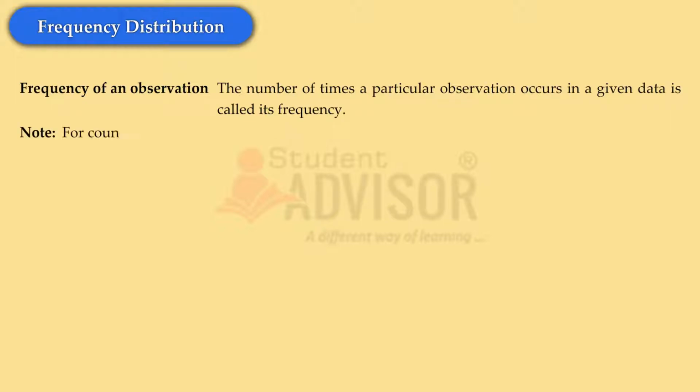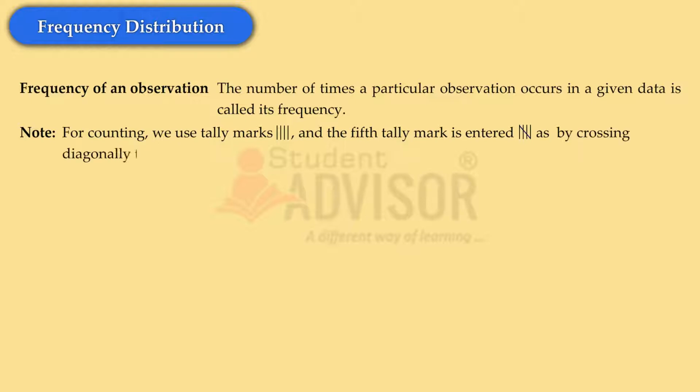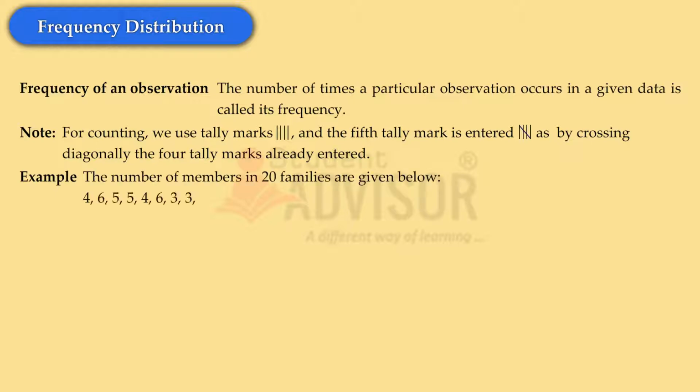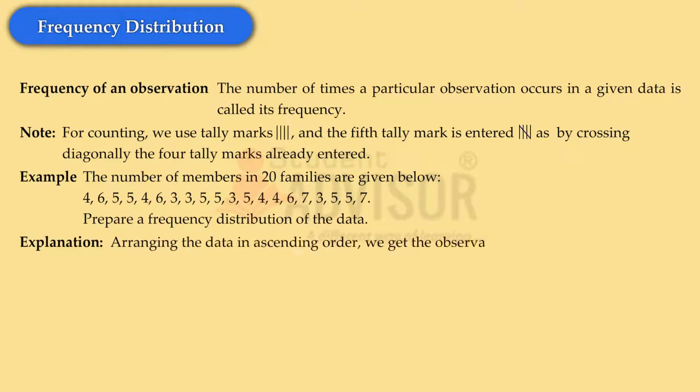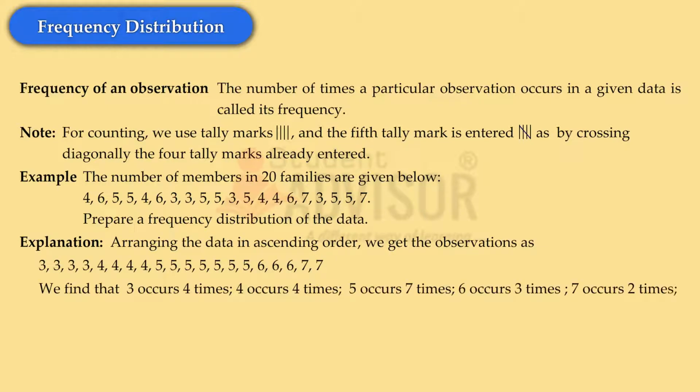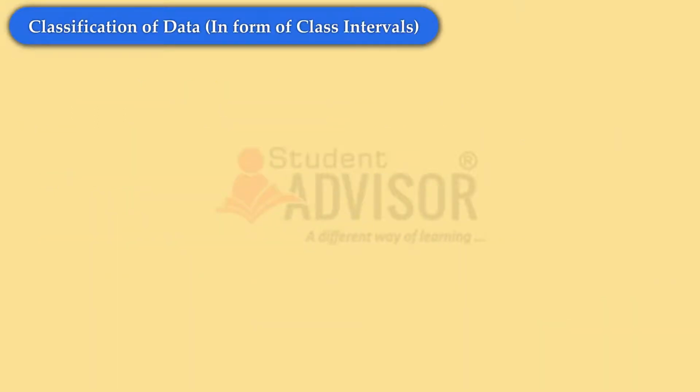Note: for counting, we use tally marks. Four tally marks are entered, and the 5th tally mark is entered by crossing diagonally the 4 tally marks already entered. Study the given example. Classification of data in form of class intervals.